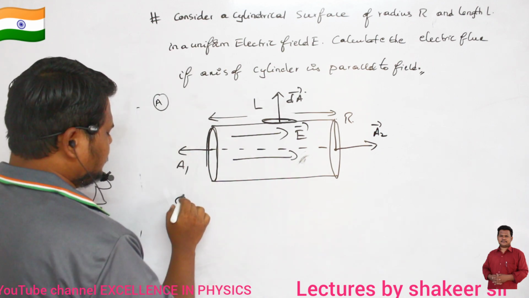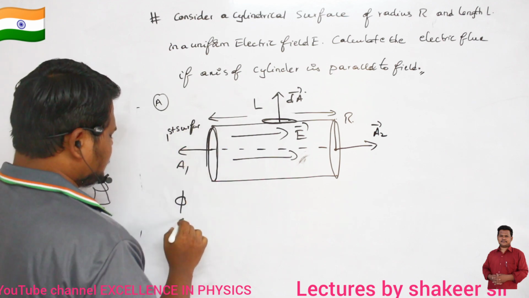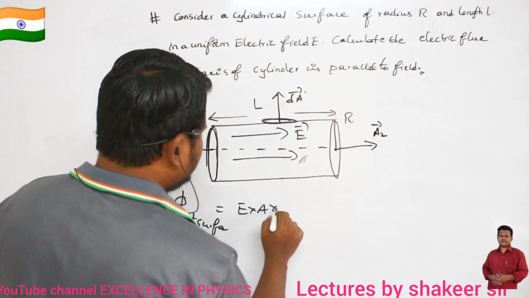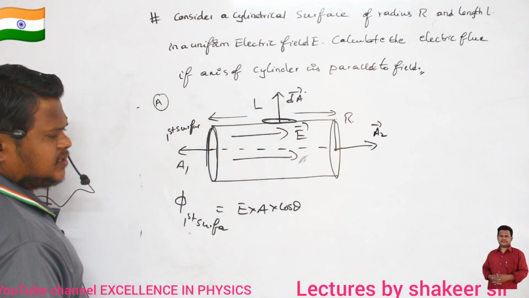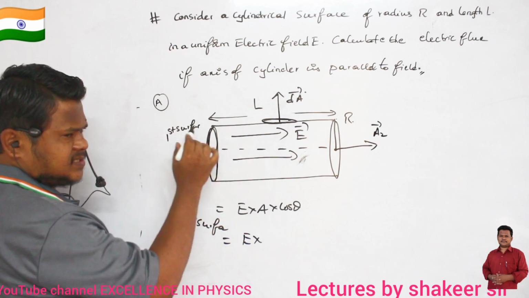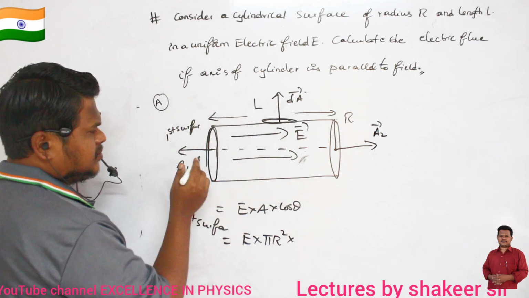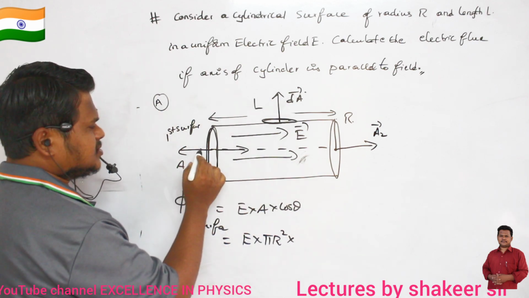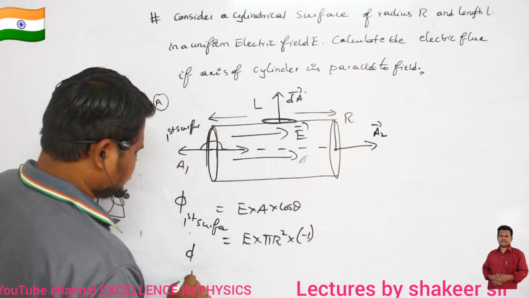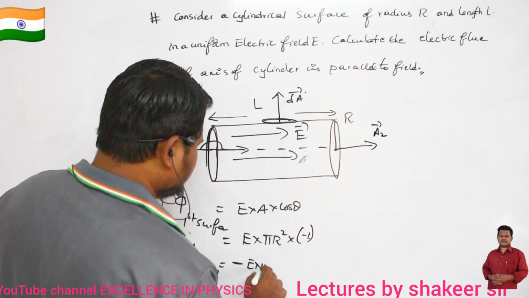So, therefore, here how can I calculate flux through this first one? Let us call it the first surface. Clear? So flux through the first surface is how much? It is E into A into cos theta. The area is a circle, so area is pi r square. Cos theta value is so much, 180 degrees, because the electric field is in this direction, the area is in this direction, and the angle between them is 180 degrees. Cos 180 value is -1. So flux through the first surface is minus E into pi r square.